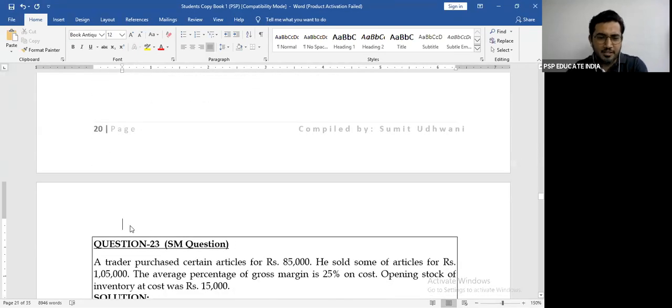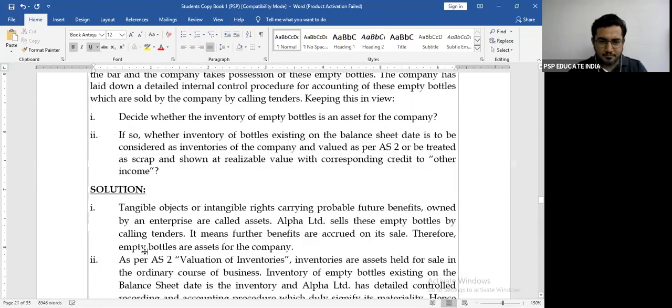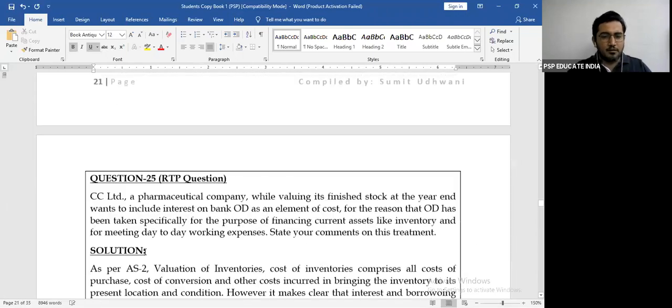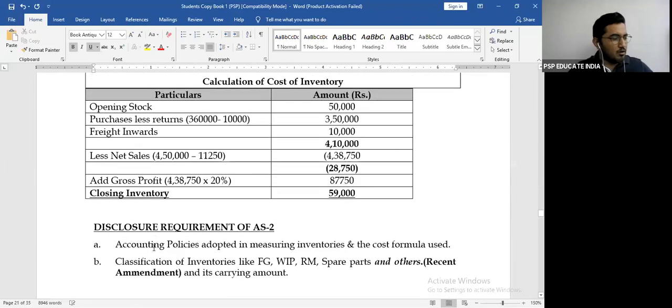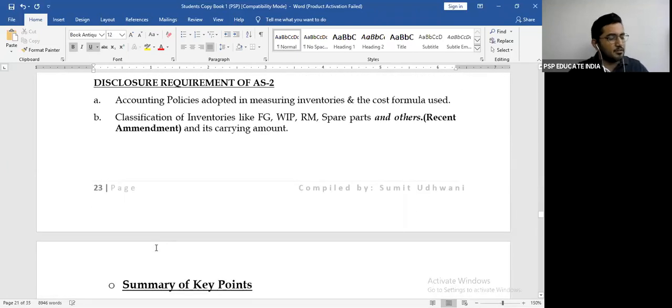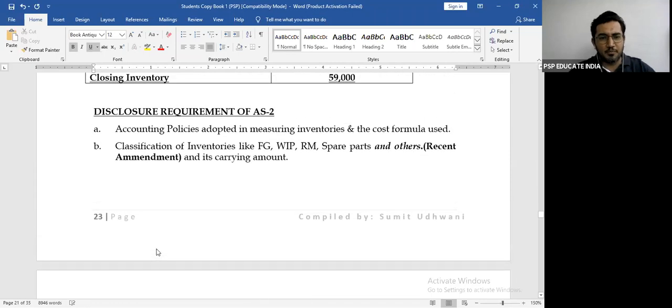Right, if you're done with this, come to the next one, which is on page number 39. Come to page number 39. What are the disclosure requirements of accounting standard 2? Page number 39 says what are the disclosure requirements of accounting standard 2?